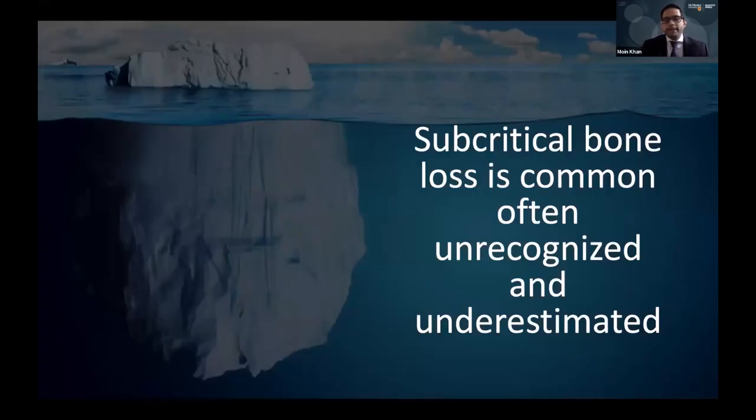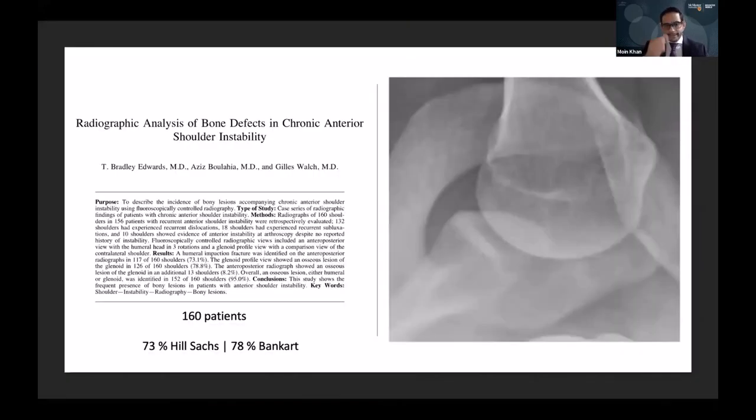Probably the biggest takeaway from this talk, I think, is if you can recognize that subcritical bone loss is common, it's underestimated and often unrecognized. An example of this is some work done by Dr. Walsh, a radiographic study looking at 160 patients with recurrent instability. 73% of those patients had Hill-Sachs lesions, and 78% actually had a Bankart or a bony Bankart lesion.